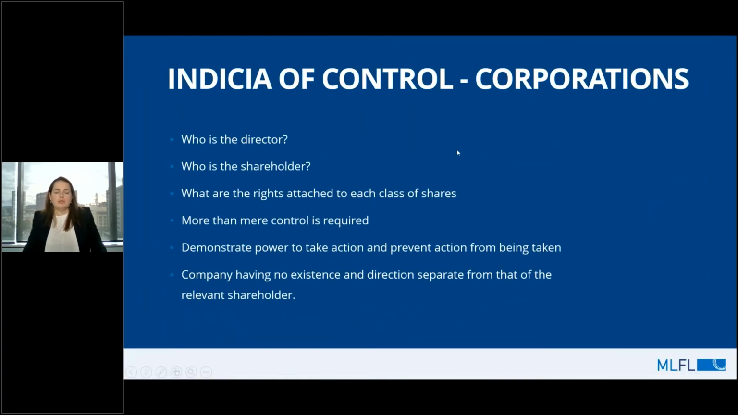We do a similar process for corporations. In order to determine whether the assets of a corporation should be included in the asset pool and be available for distribution upon property settlement, it's necessary to determine whether the company is the alter ego of the parties jointly or one of them. This is the information that we need to help determine whether that's the case.